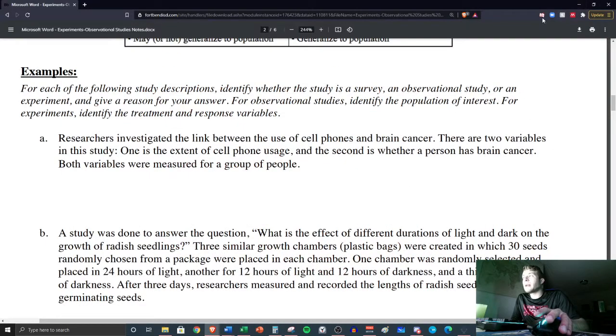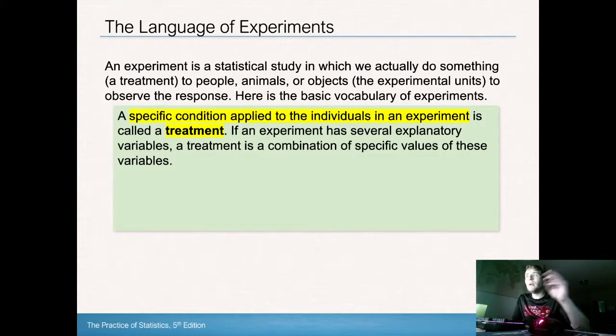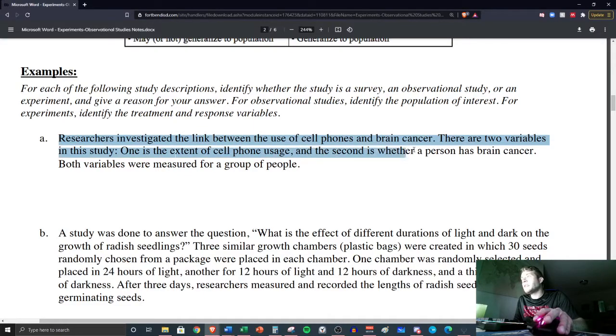Now, let's talk about a couple things with these experiments, and why there would be a reason to do an experiment versus an observational study. Well, let's go back to this one here. They investigated the link between the usage of cell phones and brain cancer. They did not impose a treatment. They didn't force them to do anything. But what are they trying to show as the explanatory variable here? They're trying to find a link between using your cell phone and brain cancer being caused as an effect of that.